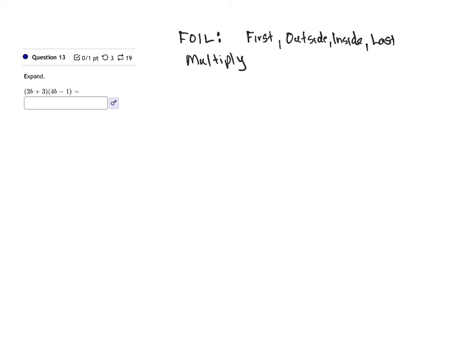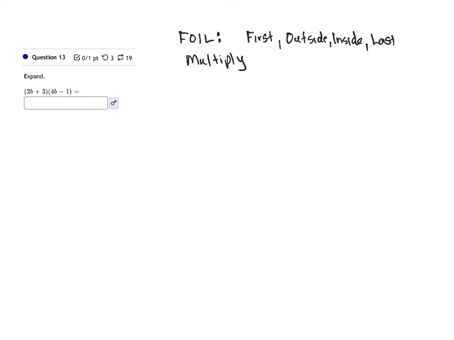Question number 13. This is FOIL. You're multiplying two binomials together. FOIL stands for first, then outside, inside, and last. On this problem, if you just take the 2b and multiply it times everything in the other set of parentheses, and then take the 3 and multiply it times everything in the other set of parentheses, you're actually doing FOIL.